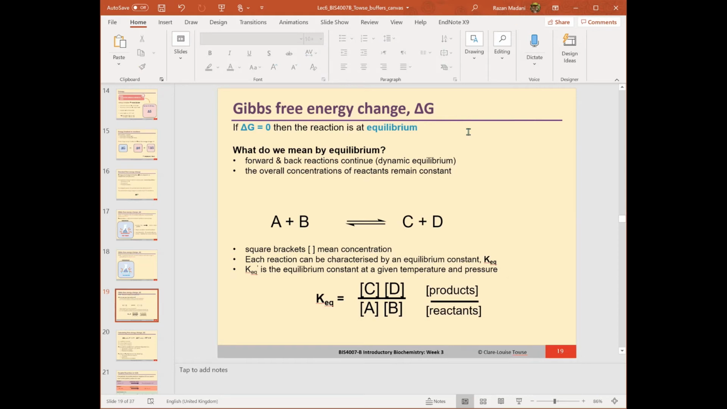Okay. So if it's equal to 0, that means it's in equilibrium. What do we mean by equilibrium? That means the forward reaction is the same as the backwards reaction, so they can continuously bounce back. Once A and B form the products C and D, C and D also bind to each other and go back to A and B. Yeah, it's almost like a chain reaction.